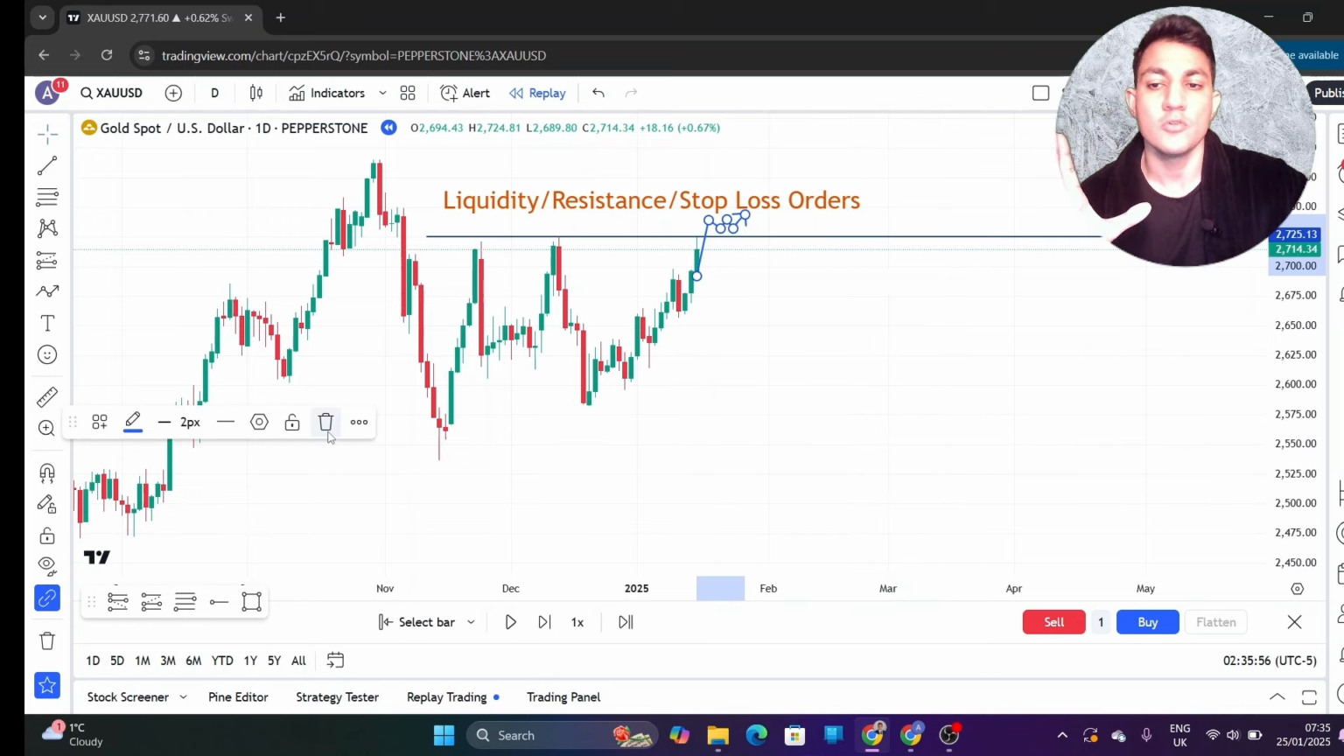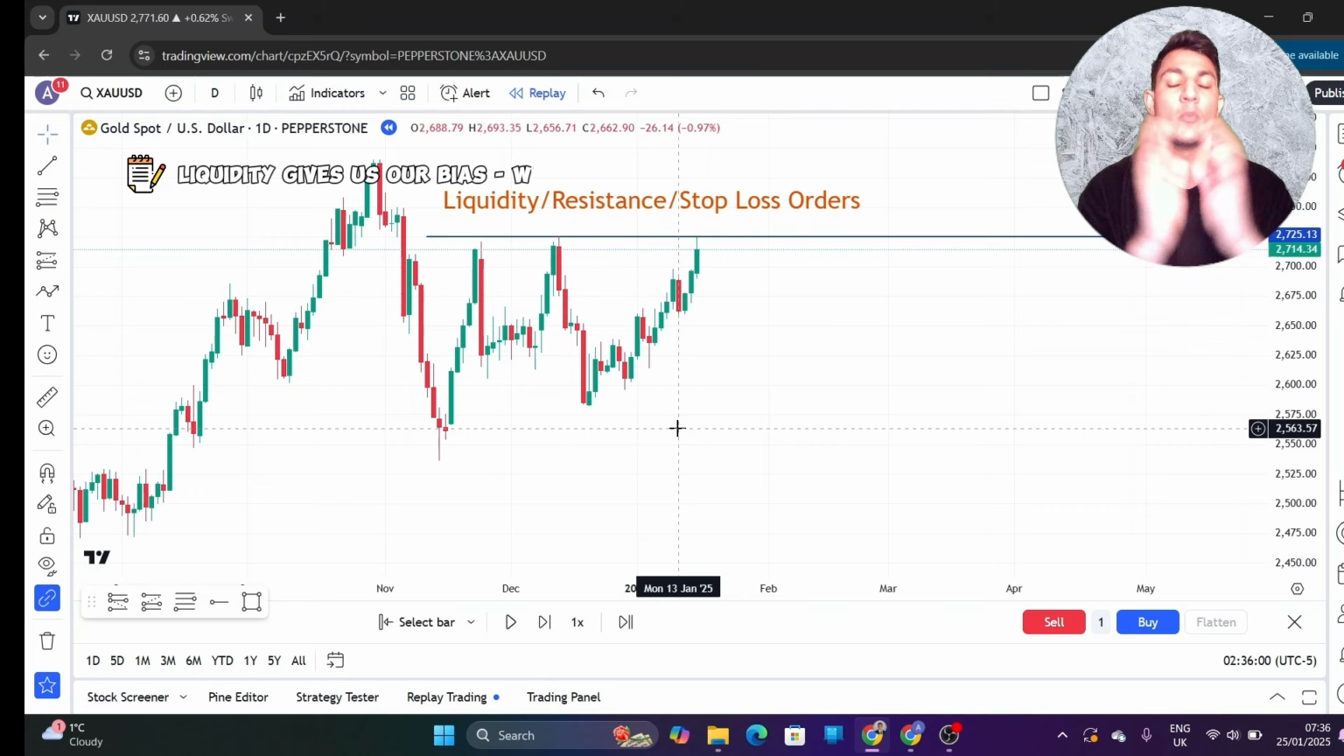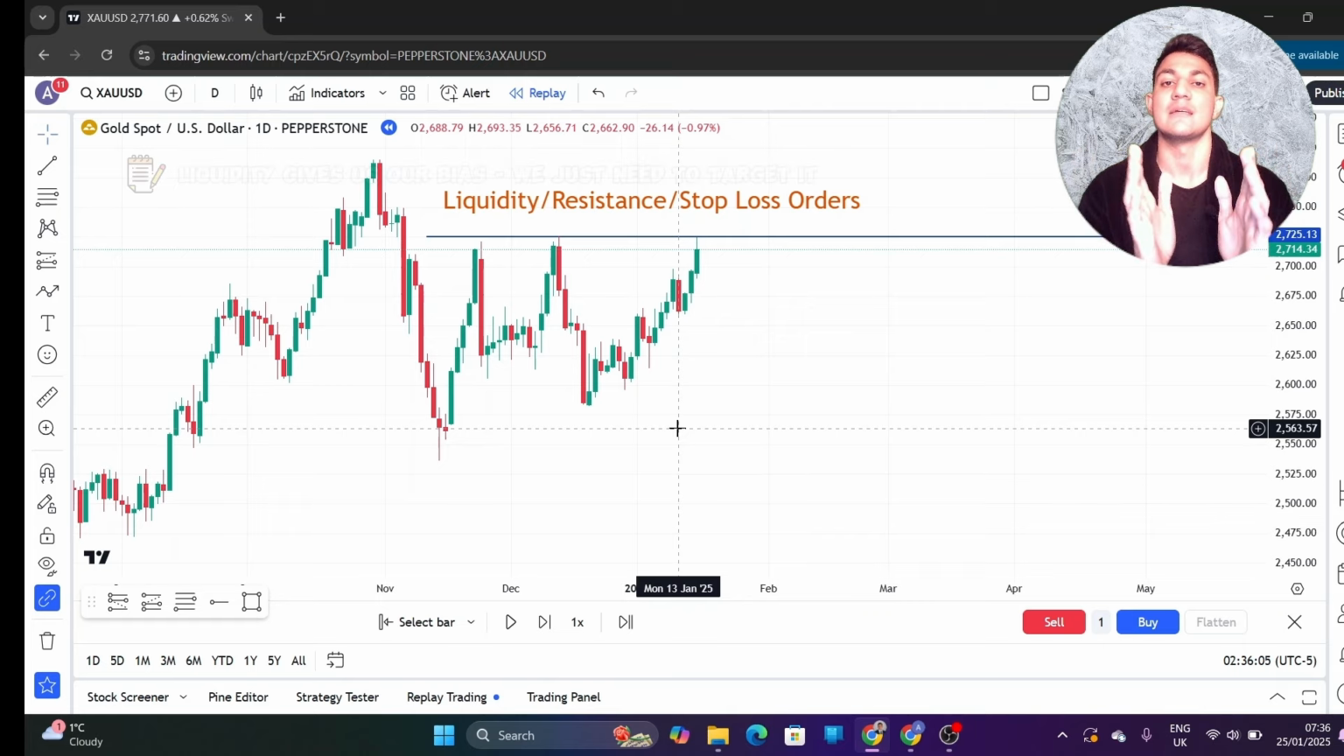So the only thing we use liquidity for, right? This is all we need to do for liquidity, we just need to target it. We get on the higher time frame, we find the next obvious liquidity pool, and we just target it. We use it to give us our direction for the market. That's it. It's that simple. We don't need to do anything crazy about liquidity.